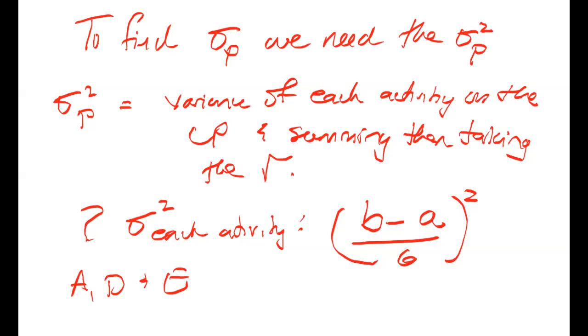Remember what we're doing? We're finding the variance for each activity on the pathway that we're asked about. So the variance of each activity on the critical path, we find that variance first, and then we sum them and take the square root of that sum. But the question is, how do I find the variance of each activity? It is the pessimistic time of that activity minus the optimistic time of that activity, divided by 6, all squared. So we do that for each activity on the critical path, then we sum them, then we take the square root. So I'm going to go to another page.